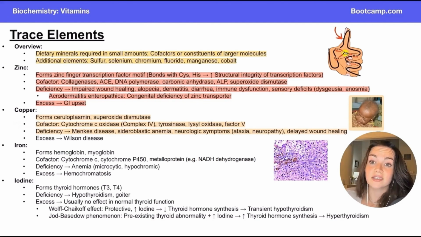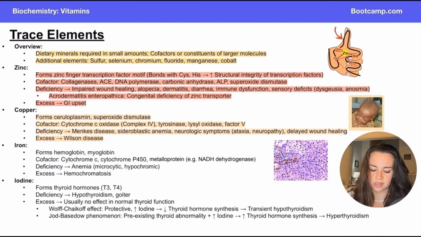And then an excess of copper, also commonly tested on STEP, is Wilson disease. And that's a combination of neurologic and hepatic findings, as well as the Kaiser-Fleischer rings. If you're not familiar with Wilson disease, definitely go check out the content on it elsewhere on the site. Next trace element we'll talk about is iron. And you're all familiar with iron by now.